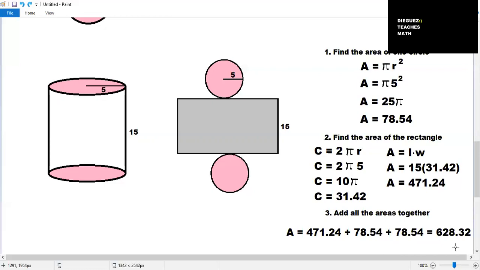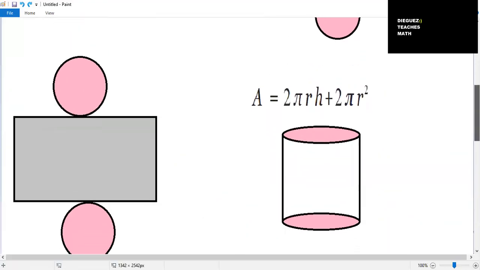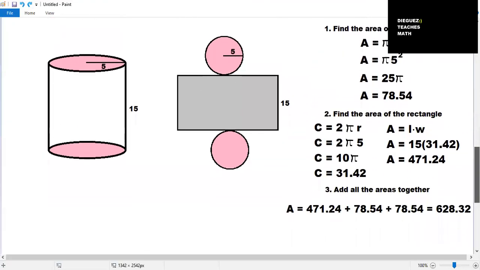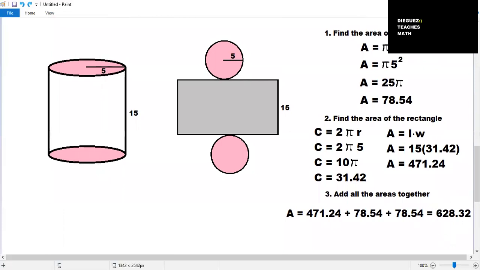All right, so this is all for this. Again, you could have just gone straight and used the formula, 2 pi times 5 times 15 plus 2 pi times 5 squared, and it should have given you the same answer for the surface area of the cylinder as well.